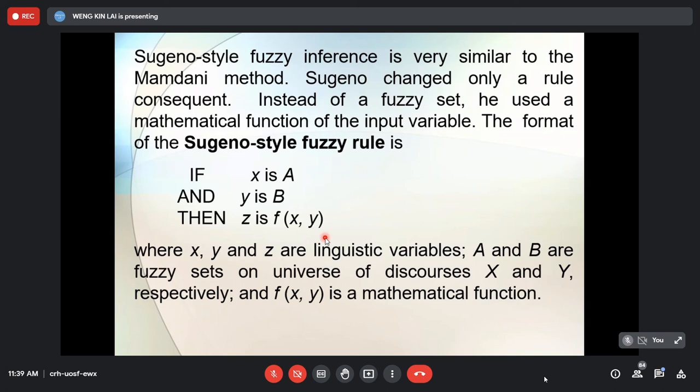So f of x and y is a function of x and y. x, y, z are your linguistic variables. In this case, your project budget, your project team, people. These are the linguistic variables. A and B here are your fuzzy sets on the universes of discourse, big X and big Y, respectively. And f of x and y here is a mathematical function. It still represents your singleton, which is proposed by Michio Sugeno.